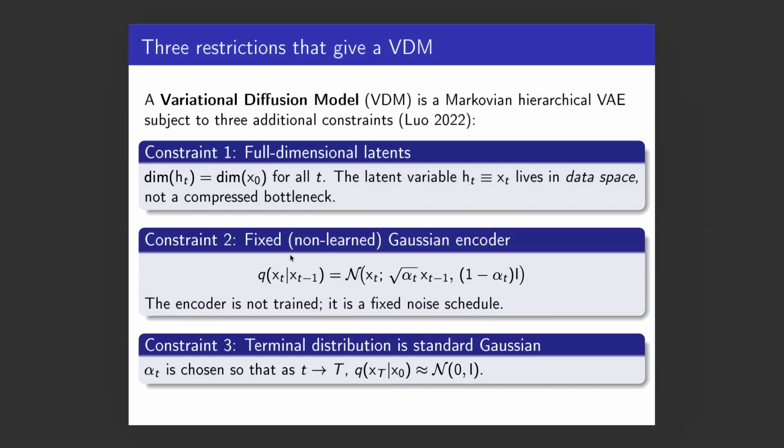You have a fixed Gaussian encoder. That means that your qs are given by a multivariate Gaussian. This is not trained. It is a fixed part, which also contains a kind of noise. We're coming back to that next week when we look at the codes. And this alpha t here is chosen so that when t goes to the final time, the final latent is given by just a normal distribution.